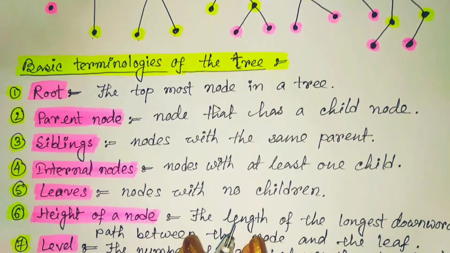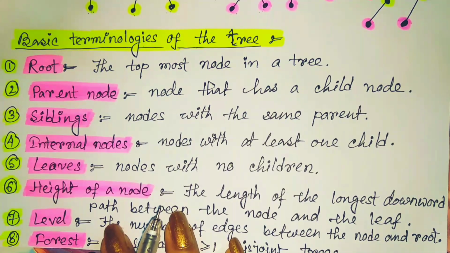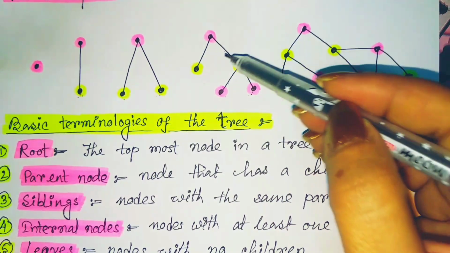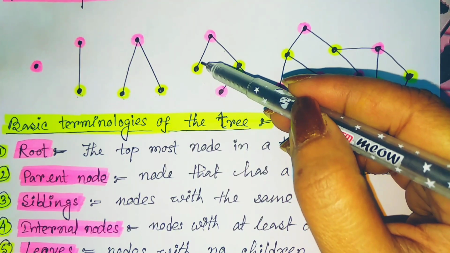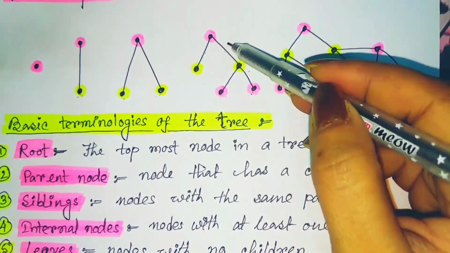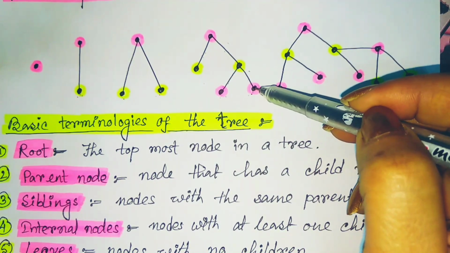Next, it is the height of a node. So what do you mean by the height of a node? That is the length of the longest downward path between the node and the leaf. In this graph, we can say the highest node is this one, because 1, 2, 3, that is the longest path in between these two nodes.